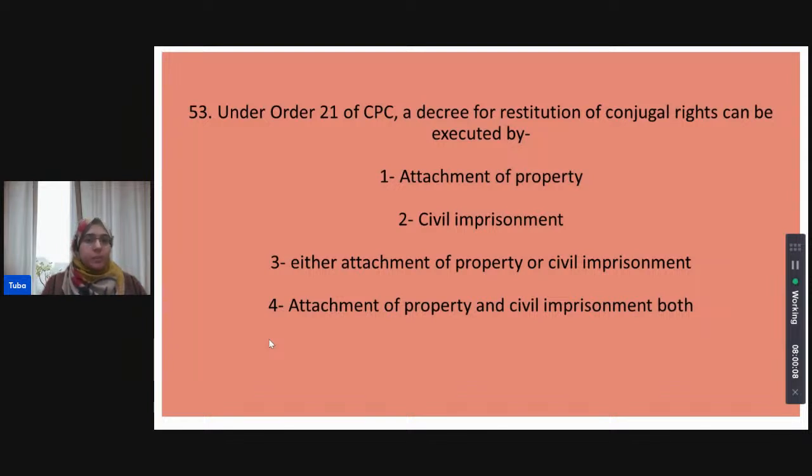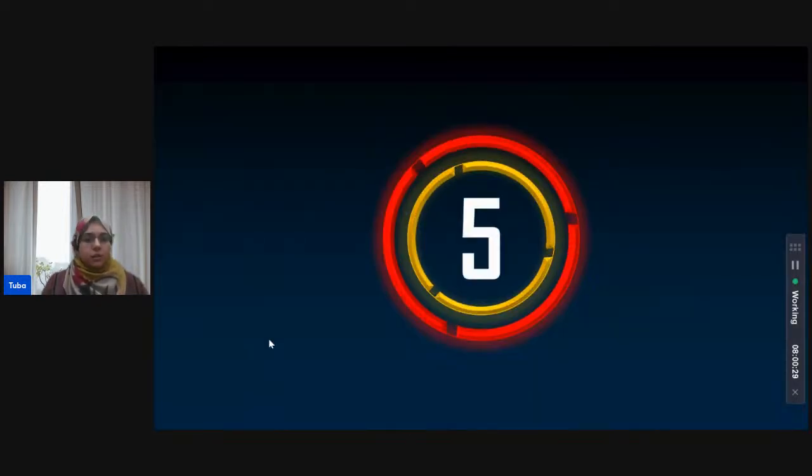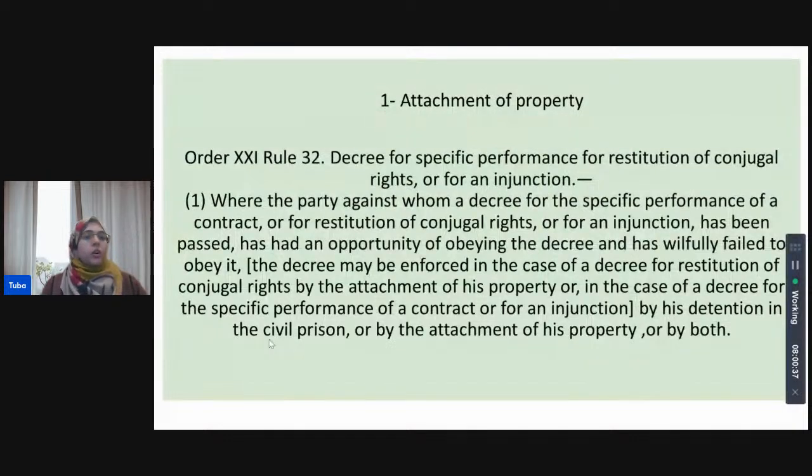Under Order 21 of CPC, a decree for restitution of conjugal rights can be executed by attachment of property, civil imprisonment, either attachment of property or civil imprisonment, or attachment of property and civil imprisonment both. So let's see some answers. I'll begin the timer shortly. All right. Chetan thinks attachment of property is correct. Shaktija as well. And that is right. Order 21, Rule 32 does provide that for restitution of conjugal rights, attachment of property is how the court makes specific performance compelled.